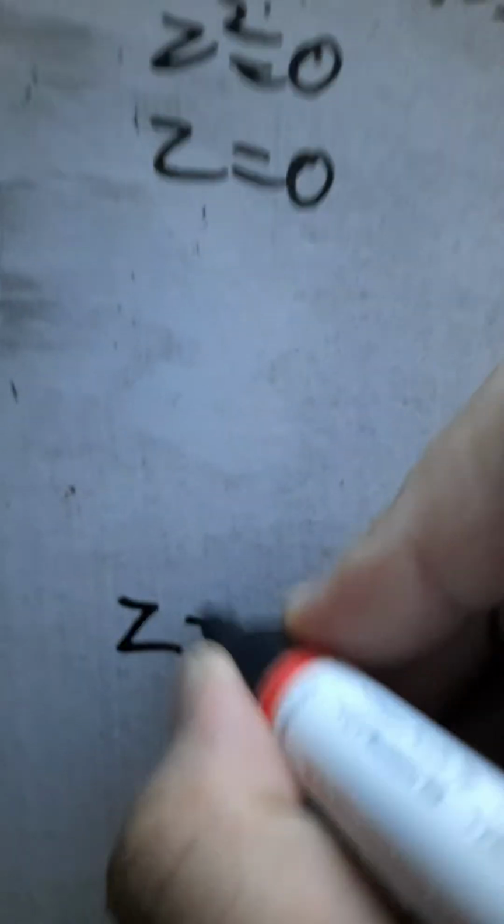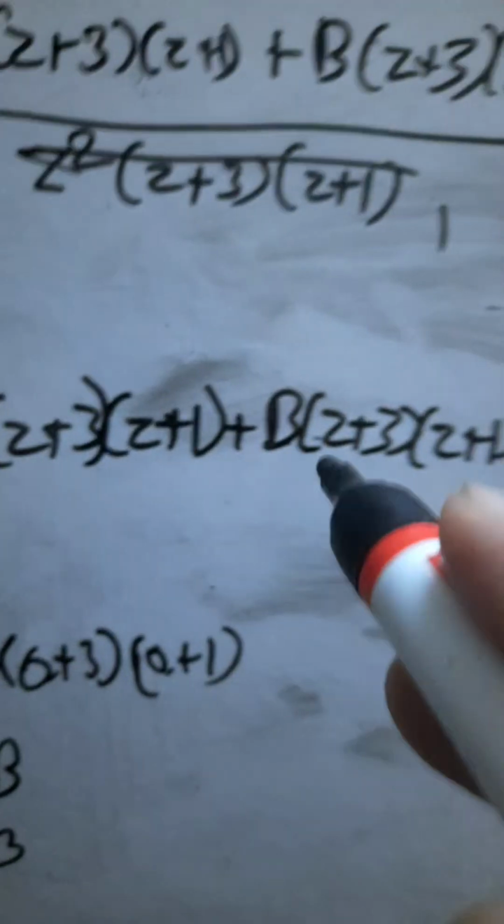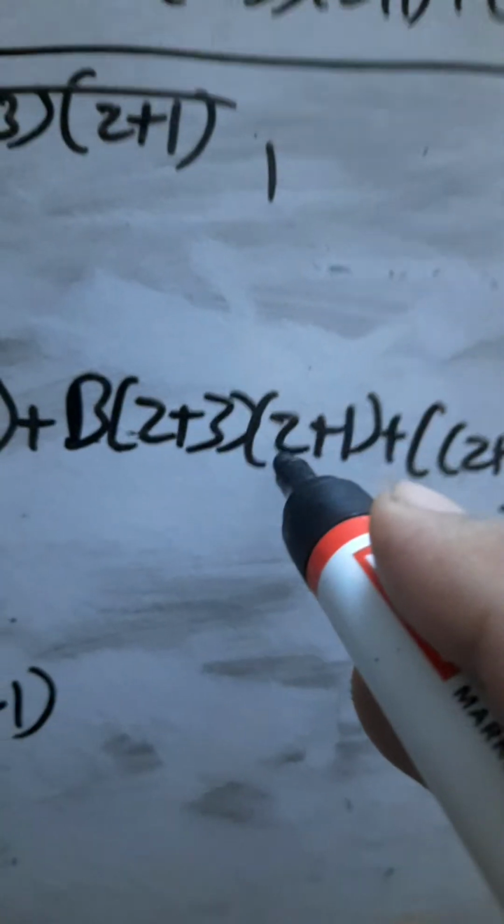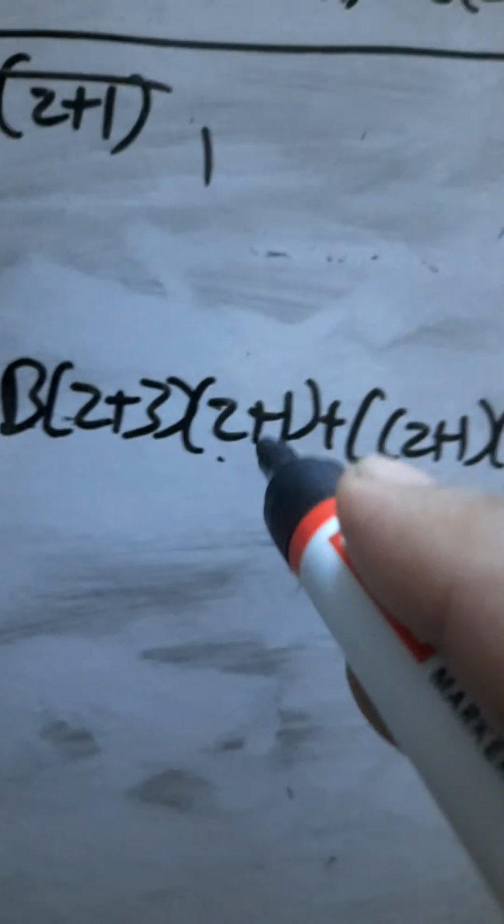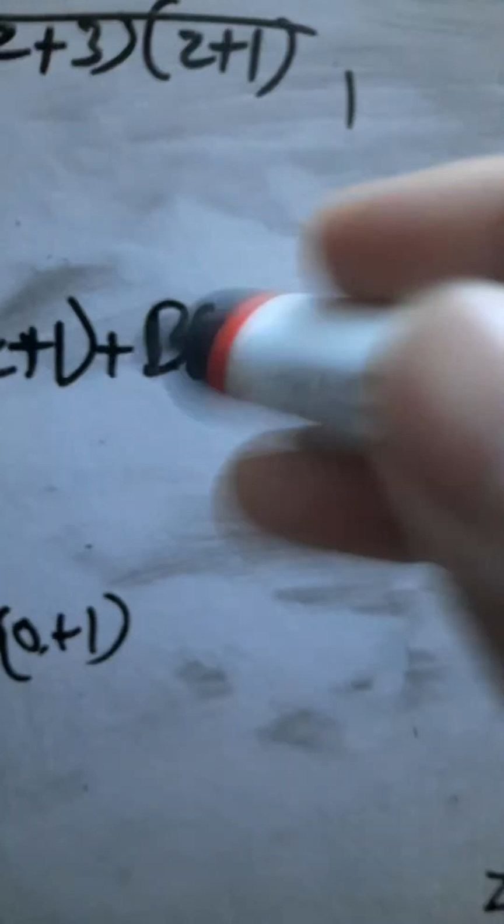Now we do the same with the others. Let's say we take z plus 1 equal to 0. Now z is equal to minus 1. So if I put this minus 1, the b term will be omitted because z plus 1 is there, minus 1 plus 1 is equal to 0. So this would get cancelled. 0 into anything is 0.